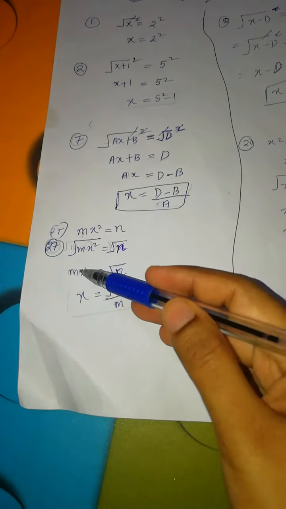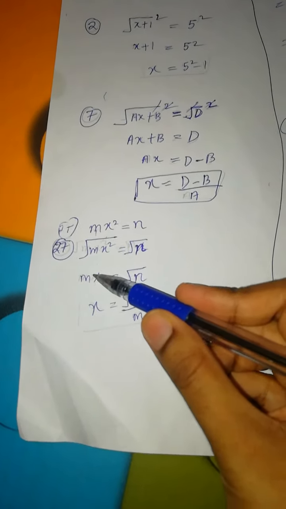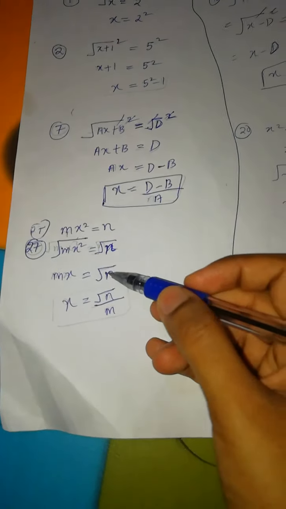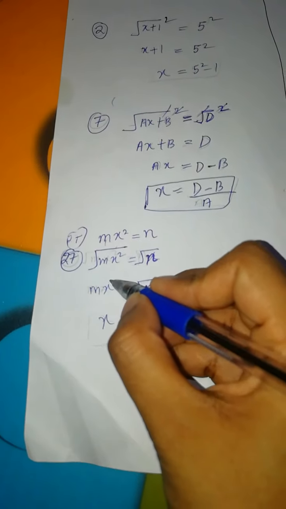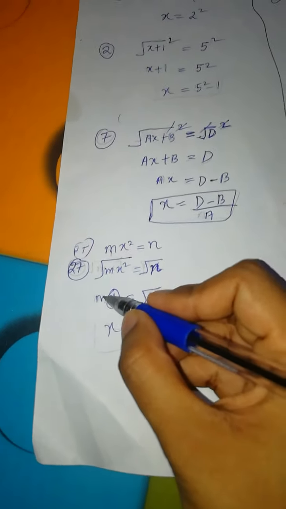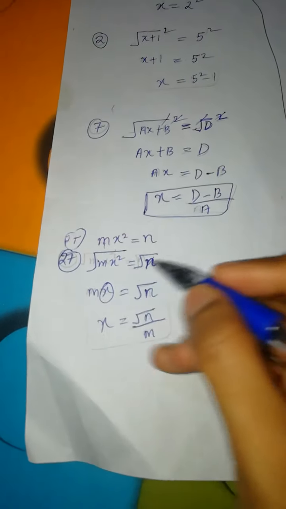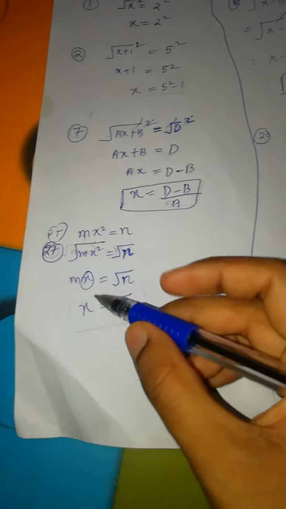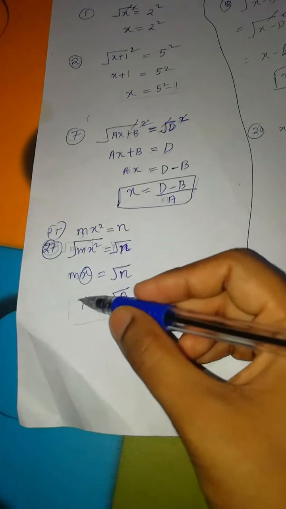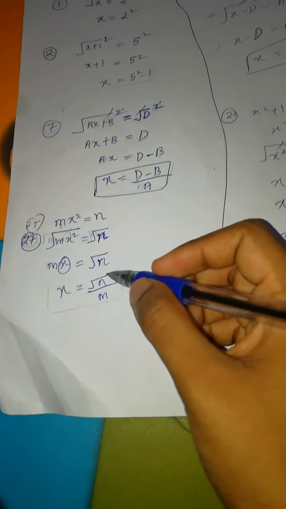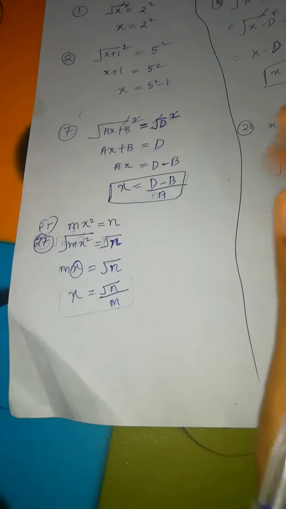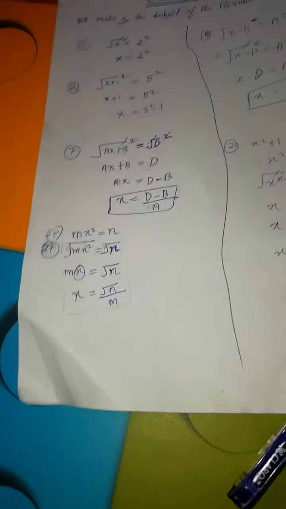Okay, now here it is m multiplied by x equal to square root n. So now we have to make x the subject. It is multiplied with m, so we will take m to the other side. When you take m to the other side, it will be divided. Now x is equal to square root n divided by m. Okay, now come to question number 18.